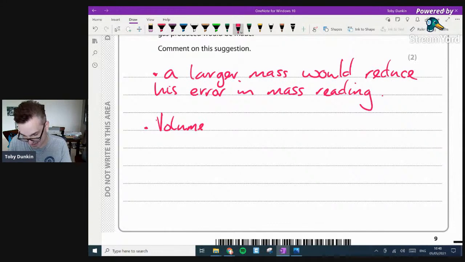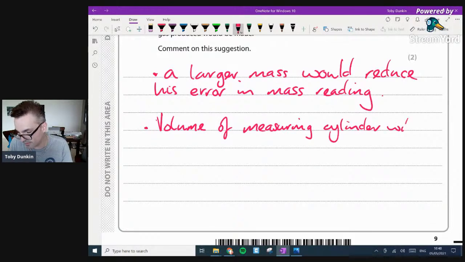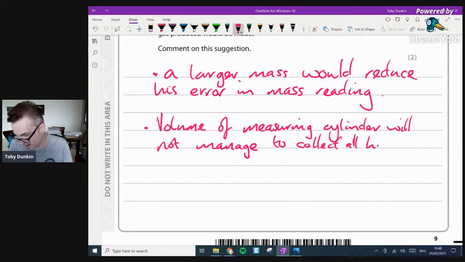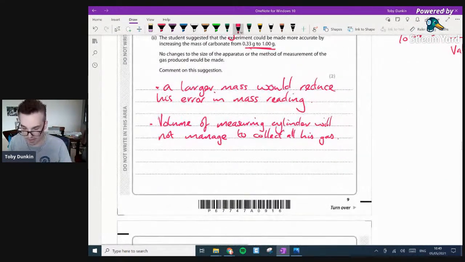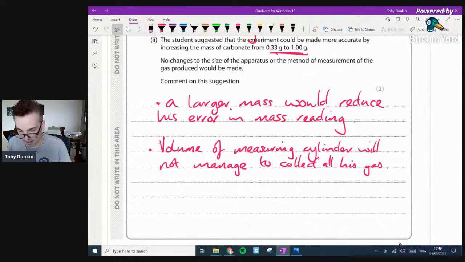Volume of measuring cylinder. The measuring cylinder will not manage to collect all his gas. Yeah, you can't make adjustments to practicals without adjusting equipment. Clever question, though. I don't know if I'm going to get the mark on that.